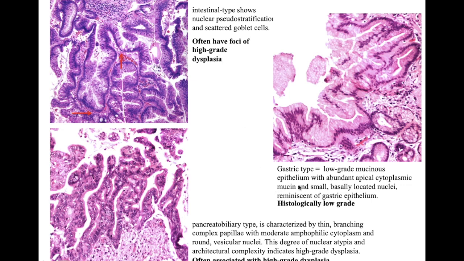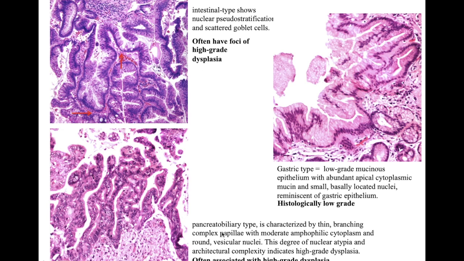We can also have gastric type, which looks like this. It has no goblet cells, but we saw goblet cells, so ours was more intestinal type. And it has a more low-grade mucinous epithelium, abundant apical cytoplasm, lots of mucin. Looks kind of like foveolar epithelium in the stomach. And histologically, it's low-grade. So if we see an IPMN with this type of pattern, we'd be like, okay, well, it's gastric, likely low-grade. That probably has a better prognosis. But if we're going to see it with intestinal pattern, we're like, okay, oh my God, we really need to look super duper hard, maybe twice as hard, to see if this has any high-grade dysplasia.